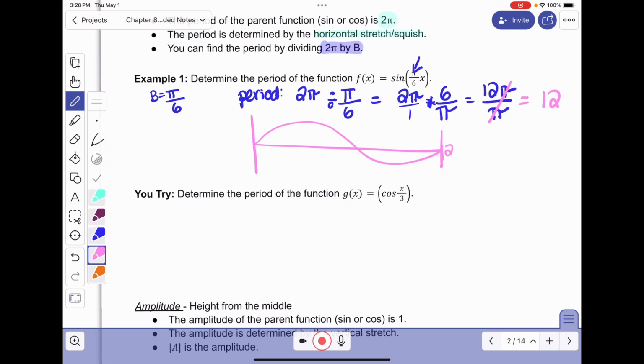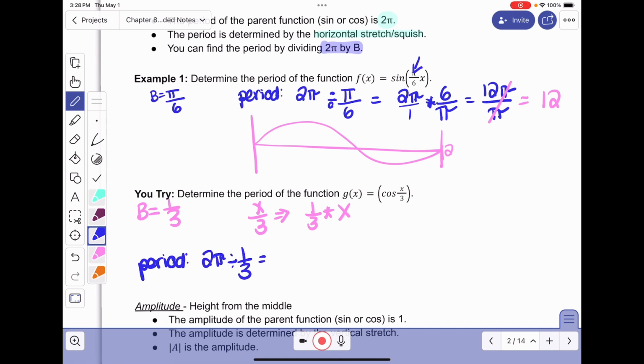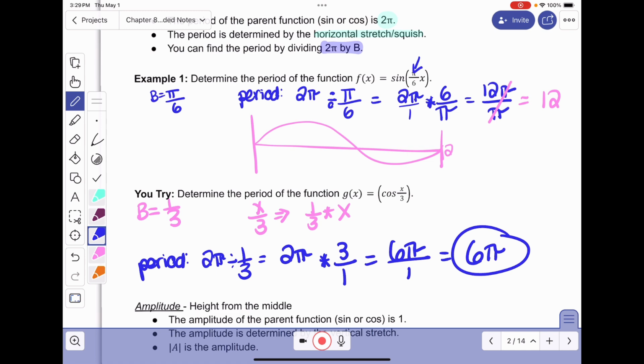Cosine's the same, so we do the same thing. Now if we look, this says x over 3. X over 3 is the same as saying 1/3 times x. So b is 1/3 in this one. To find our period, we do 2 pi divided by 1/3. Keep the 2 pi, change to multiplication, flip. So 2 pi times 3 is 6 pi. 1 times 1 is 1. So the period of this graph is 6 pi.